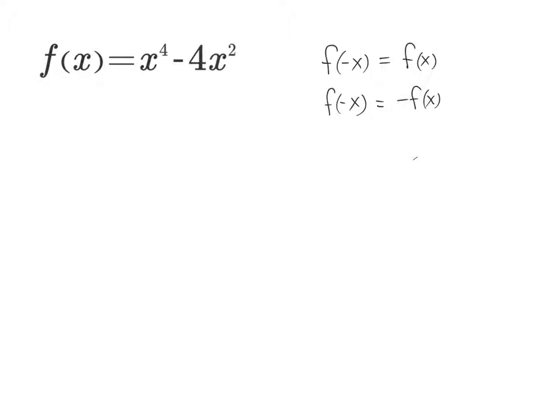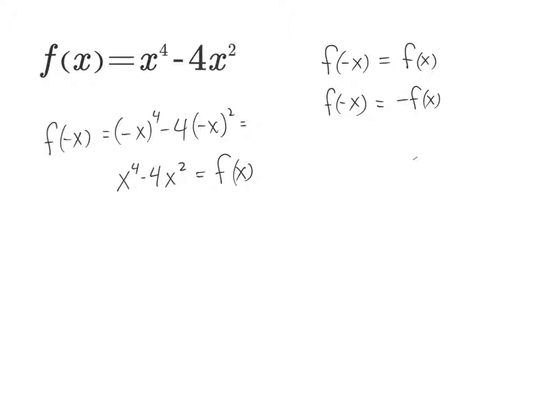So here, what I'm going to do is plug in a negative x into this function. Well, that gives me negative x to the fourth minus 4 times negative x squared. Well, negative x times negative x times negative x times negative x is just positive x to the fourth minus 4. Now, negative x times negative x is just positive x squared. So if you notice right here, this and this are the same function. So in other words, this comes back to the original function f of x, which then means that it is even. I'm going to put even here and odd here.